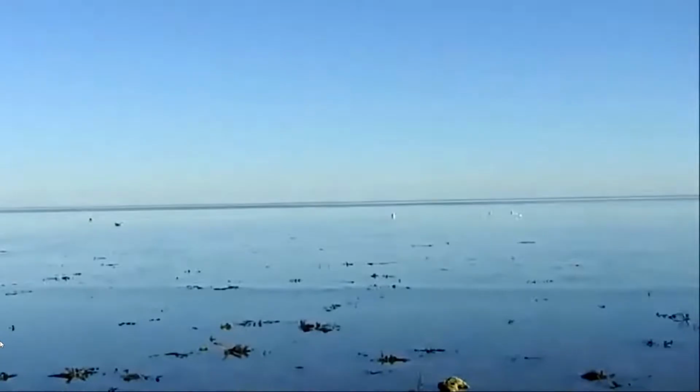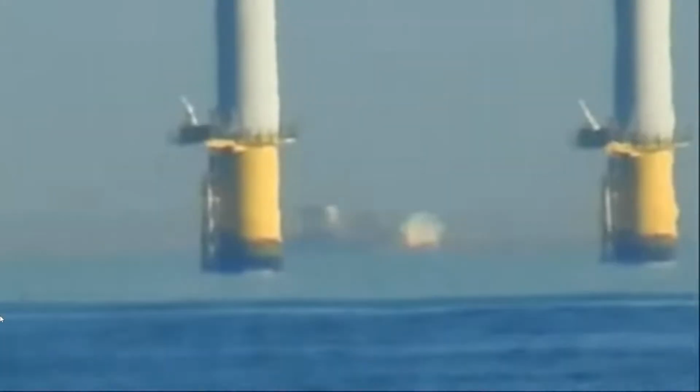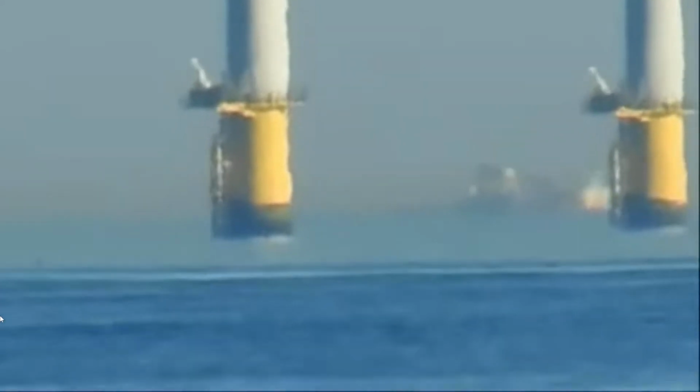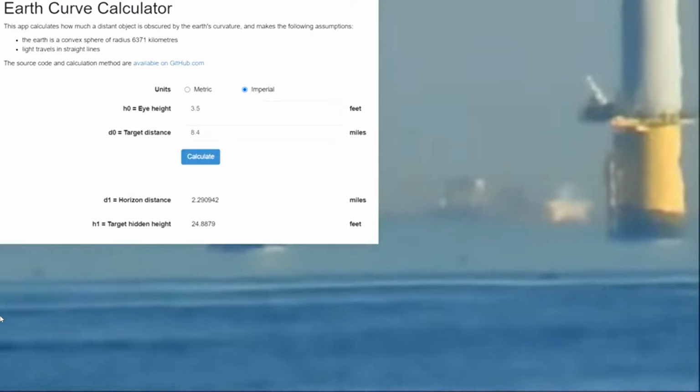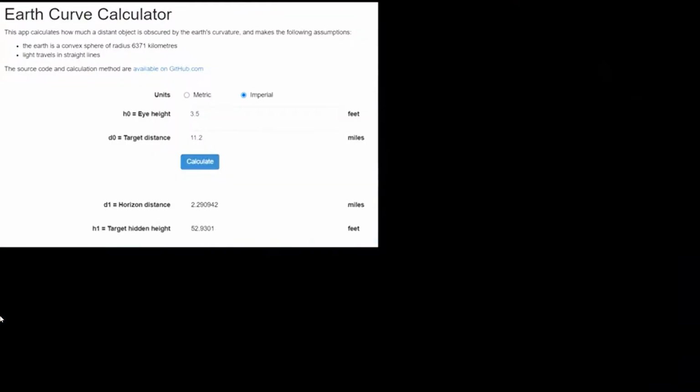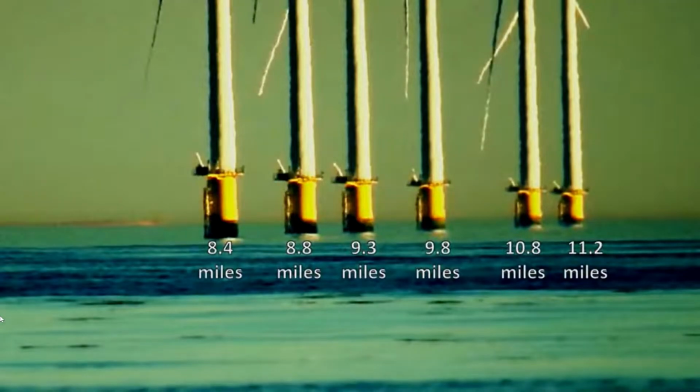In my last video, I shared this footage proving the globe horizon was supposed to be closer than 2.3 miles, but the horizon is many miles beyond 11.2 miles. The globe bulge was supposed to be blocking 25 feet of the first turbine and blocking 53 feet of the furthest turbine. Instead, you can see the base of the turbines getting perspectively higher instead of sinking below the supposed Earth bulge as the ball would require.